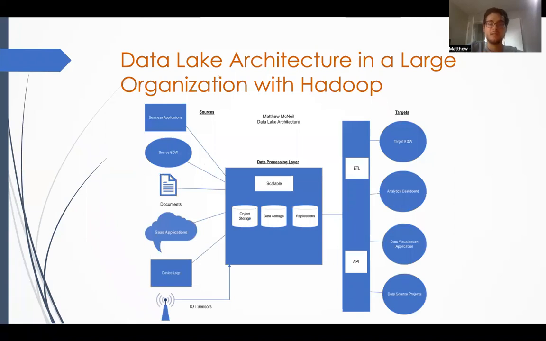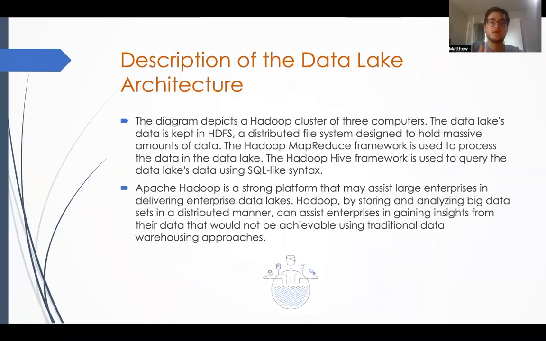So here is a data lake architecture that I made for a large organization with Hadoop, for example, Walmart. So on the left, you have all the different sources of the data, where it's coming from, the data that feed into the data processing layer, and that are put out into the different targets for analytics, dashboards, data visualization, data science projects, etc.